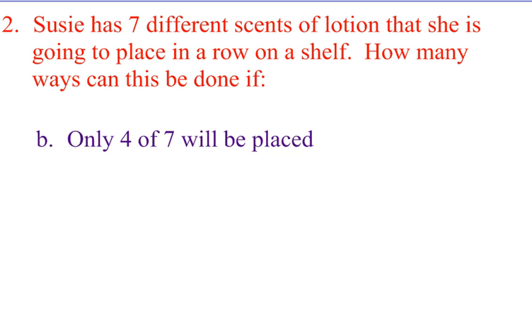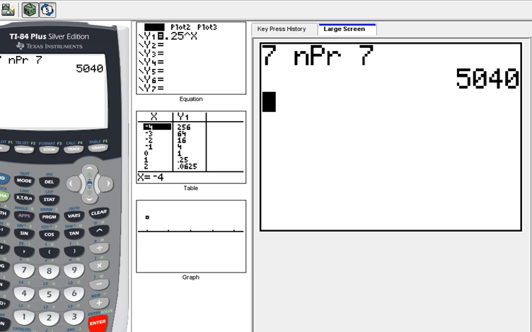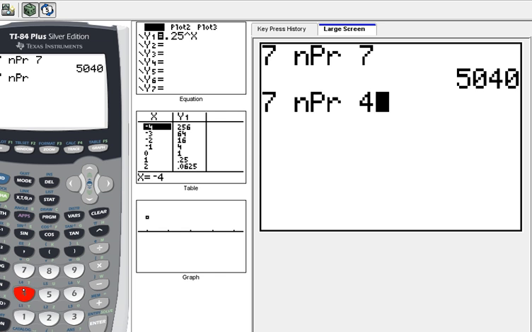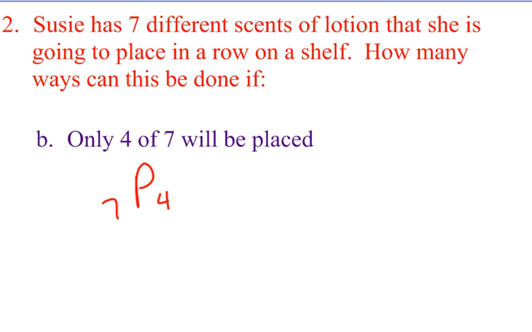In B, it says only 4 of the 7 will be placed. So we still have 7, but we're only picking 4 this time. So on my calculator, I say 7, and then I go over and do nPr again, and I'm picking 4 of them. So I hit 4 here, and when I hit enter, we get 840. So there are 840 ways that those lotions could be placed.